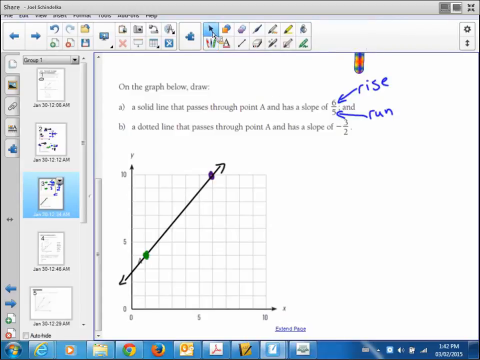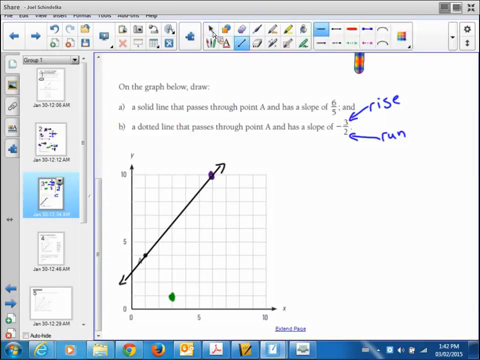What about B? Did you notice the rise in B? There's a minus sign in front of it, so it's actually not a rise, it's a drop of 3, so down 3. So I'm taking from point 8, you go 1, 2, 3 down, and over 2, 1, 2. So you connect those dots with a dotted line.